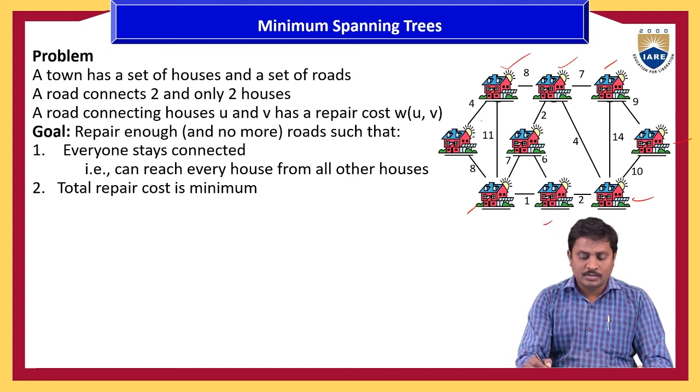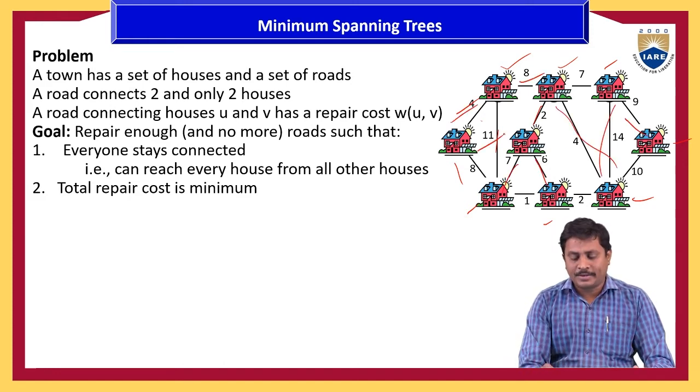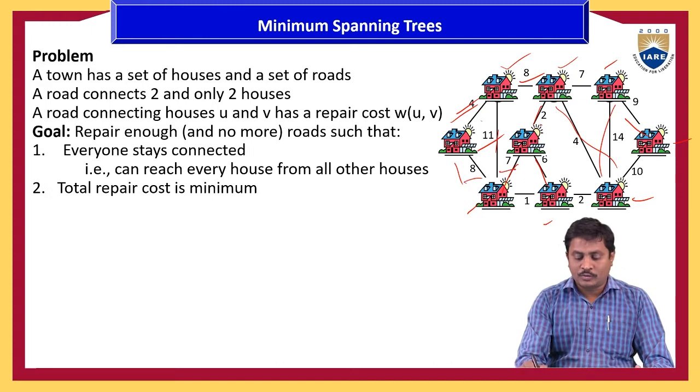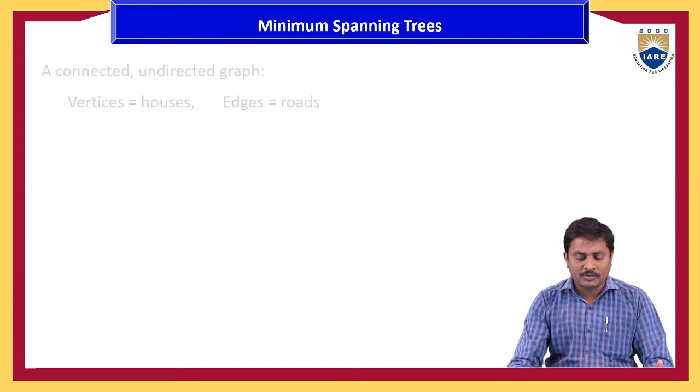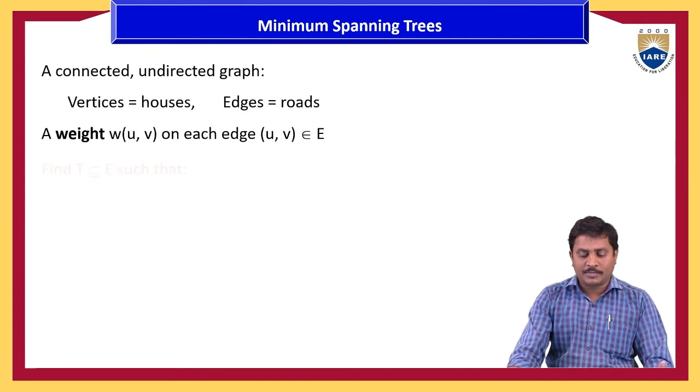These are the roads, and the repairing costs are also given here: 4, 8, 11, 8, 7, 2, 6, 4, 1, 3, 7, 9, 14, 10. These are the repairing costs. So how to minimize this cost? We see that in the next diagram.